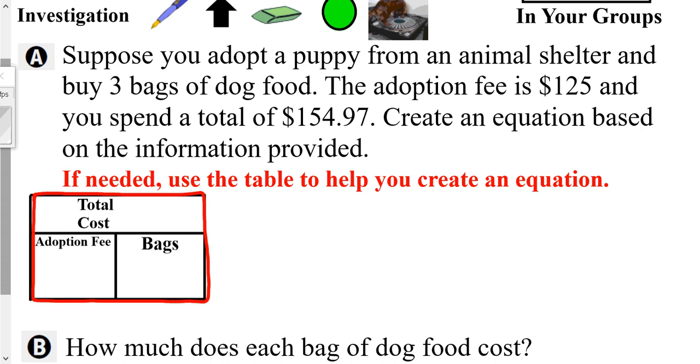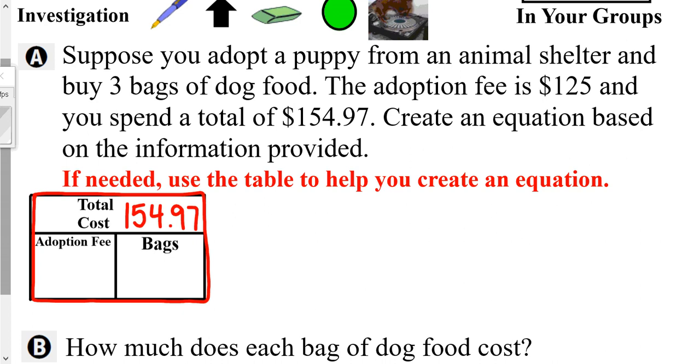I would like you to pause the video now, make an attempt on your own, and then we will go over it together. Okay, if I were to use my graphic organizer, I look back to the problem and it says that the total that we're going to be spending is $154.97. So I'm going to fill that in.